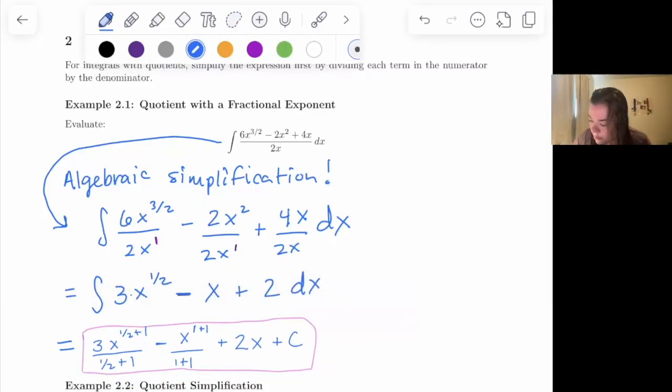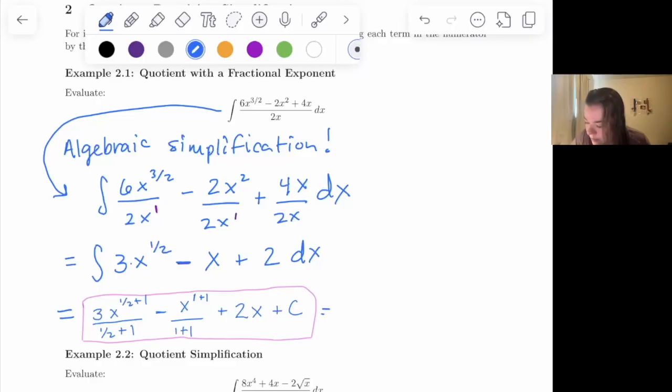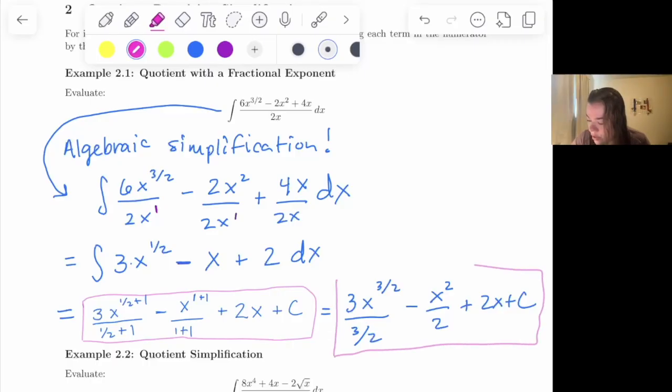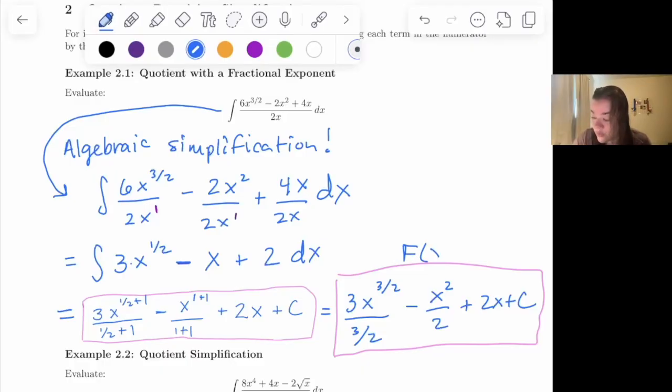So let's just do a little bit of cleanup on that. So this becomes 3x to the 3 halves divided by 3 halves minus x squared over 2 plus 2x plus c. And of course, we could, if we wanted to, manipulate those fractions a little bit better and clean that up better as well. Just for the sake of time, I'm not going to. So both of these are totally valid answers for that antiderivative big F of x function you were looking for when the little f function was written in the integrand.